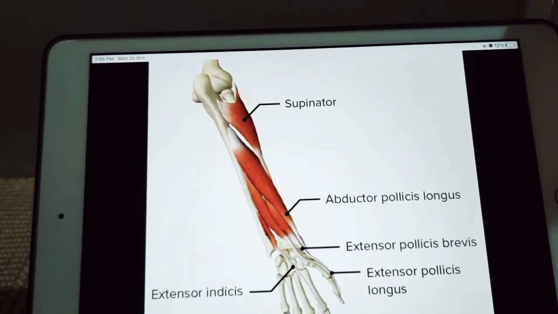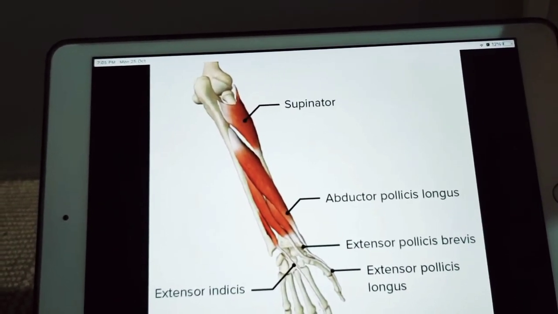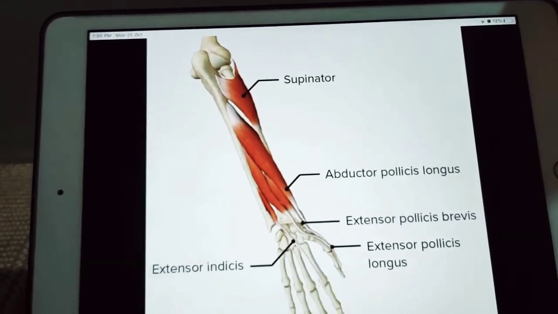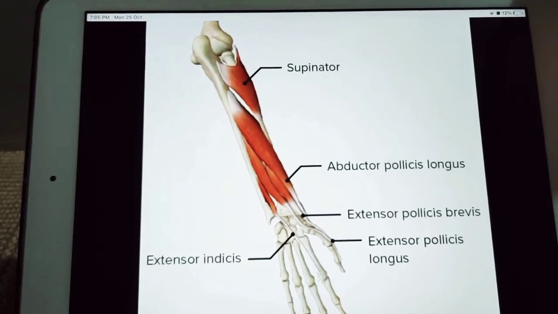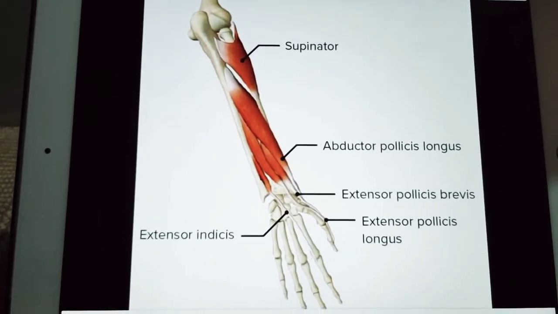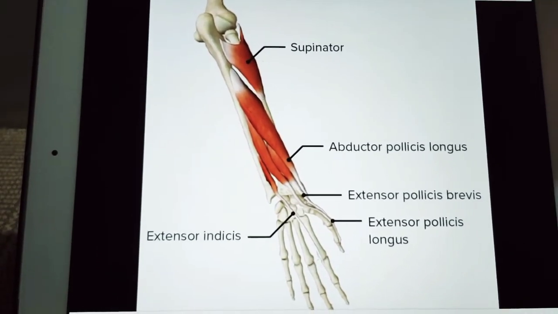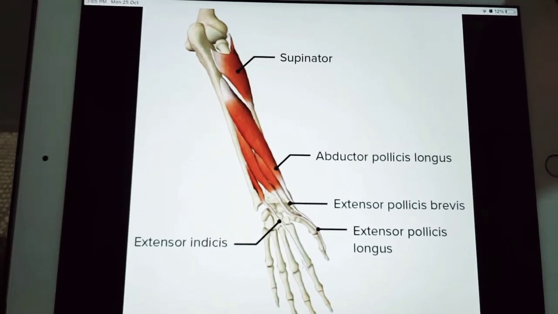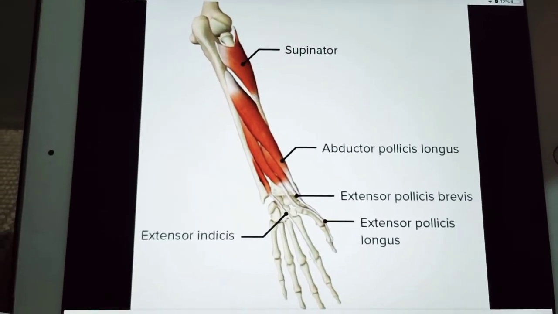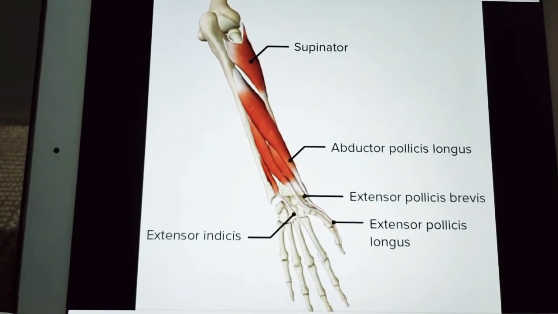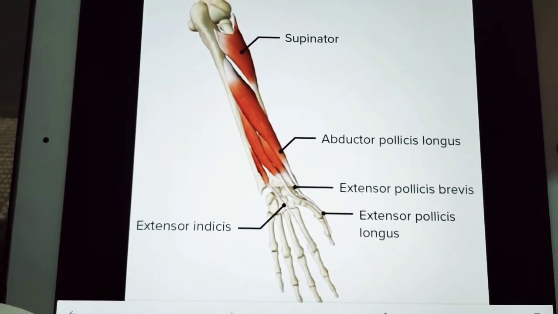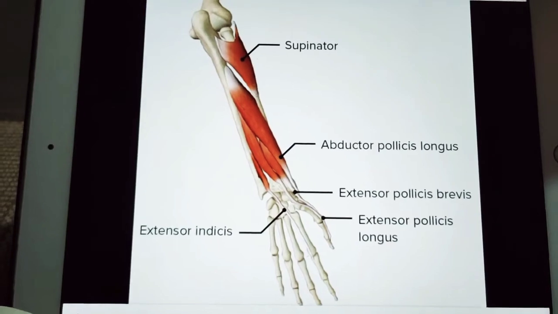What is its nerve supply? Supinator is supplied by the deep branch of the radial nerve. One thing I want to say is, remember that all the deep muscles are supplied by the deep branch of the radial nerve, because the radial nerve needs to go deep to supply these deep muscles. Very simple. What is the action? Of course, in the name itself you can say supinator. It supinates the forearm when the elbow is extended.